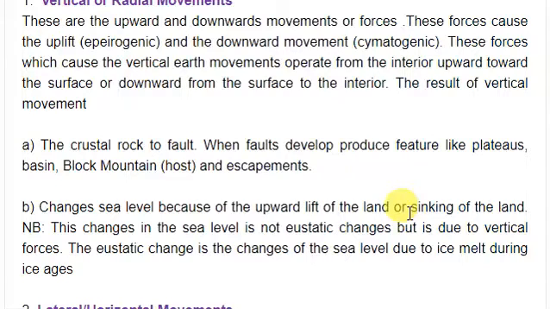If we have the upward movement, the sea level will tend to decrease. These changes in the sea level are not static changes, but are due to vertical forces. The static change is the change of the sea level due to ice melting during ice ages. So there are changes in the sea level due to static changes, or due to Earth's movement.